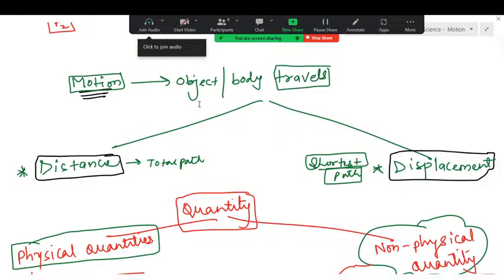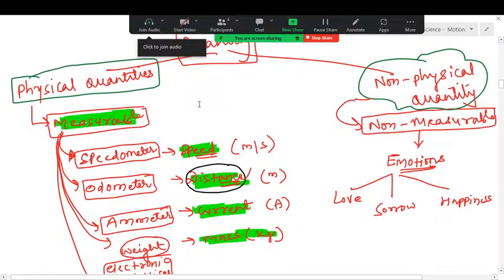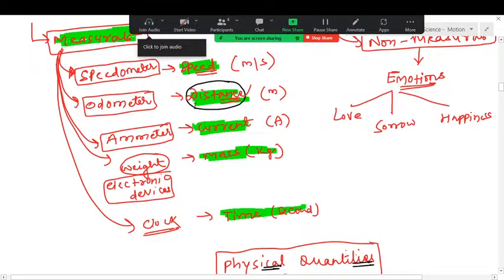Later we covered the different parameters we get. Whenever there is motion, we consider distance and displacement. Further, we consider speed and velocity. Further, we have acceleration. When we consider quantities, there are two kinds: physical and non-physical. Physical quantities are measurable, whereas non-physical quantities are non-measurable. Measurable means you have some instrument with which you can measure them, like a speedometer to measure speed, an odometer to measure distance, an ammeter to measure current, and a voltmeter to measure potential difference.